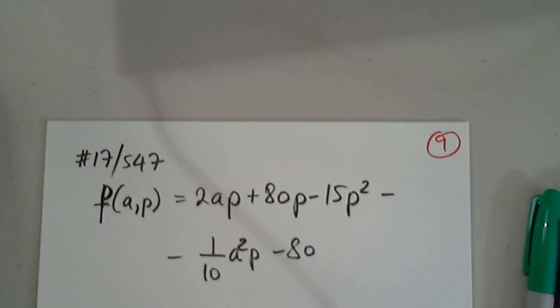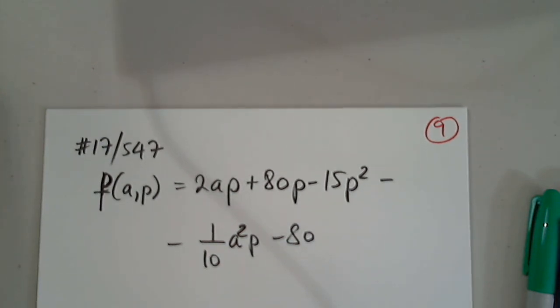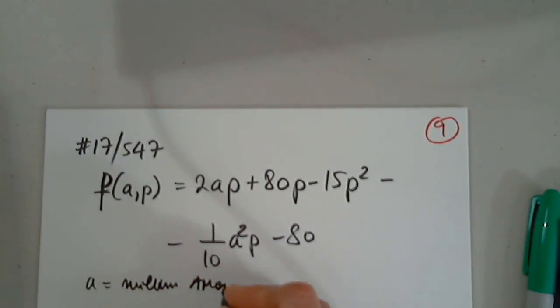Fine. A is the amount spent on advertising in millions of dollars. I have to take notes. A, millions, amount. Fine. And lowercase p is the price per unit, in dollars. Find the maximum value of P, which is function f, and the values of a and p at which it occurs. Fine.